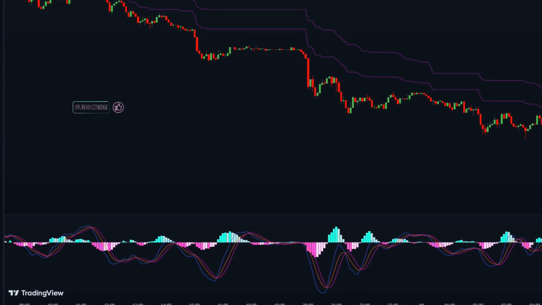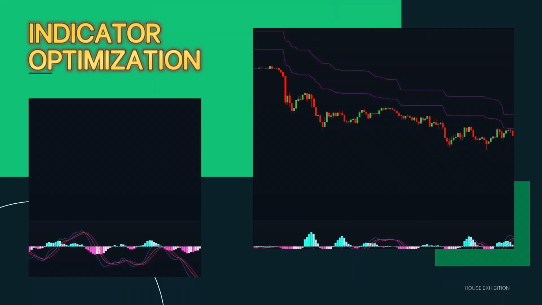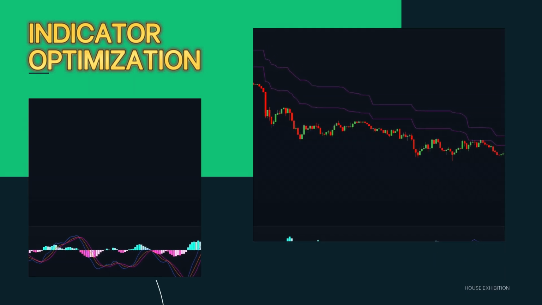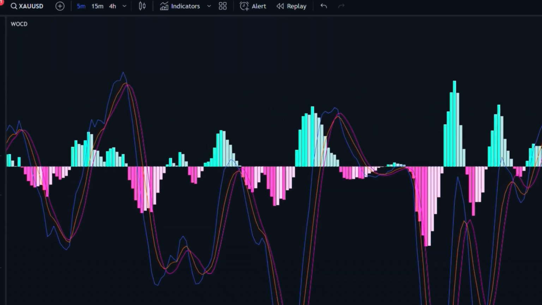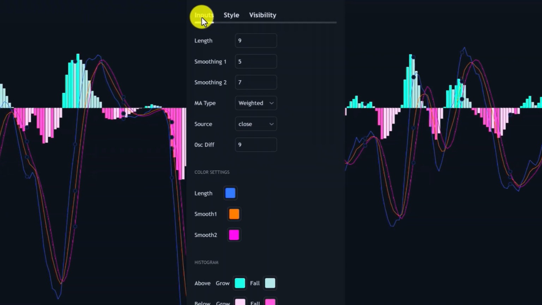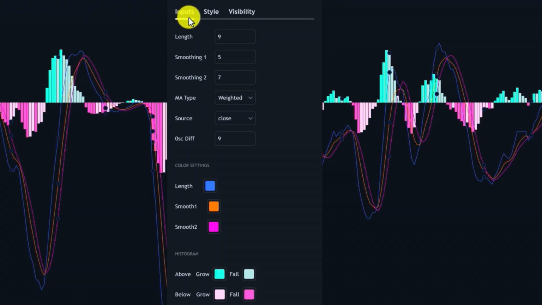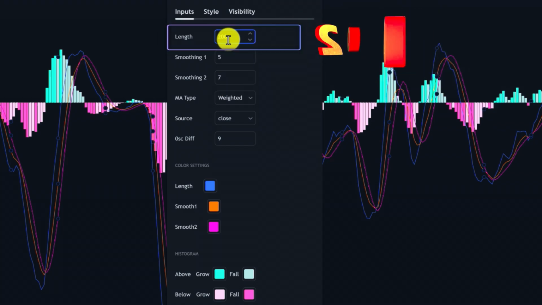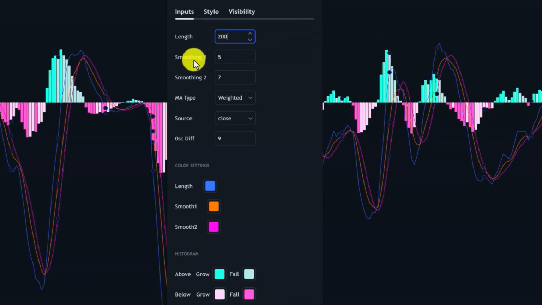Once you've added the indicator to your chart, it's important to tweak its settings to match your trading style and strategy. First, open the indicator settings window and navigate to the Inputs tab. Here, set the length to 200. The setting determines the number of periods the indicator will use to calculate its values, providing a broader view of the market trends. Next, adjust smoothing 1 to 90.